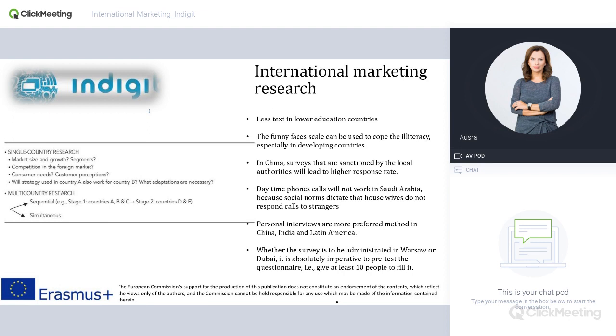Daytime phone calls will not work in Saudi Arabia because social norms dictate that housewives don't respond to calls from strangers. Personal interviews are the preferred method in China, India, and Latin America. Whether the survey is to be administered in Warsaw or in Dubai, it's absolutely imperative to pretest the questionnaire. Give it to at least 10 people to fill it.